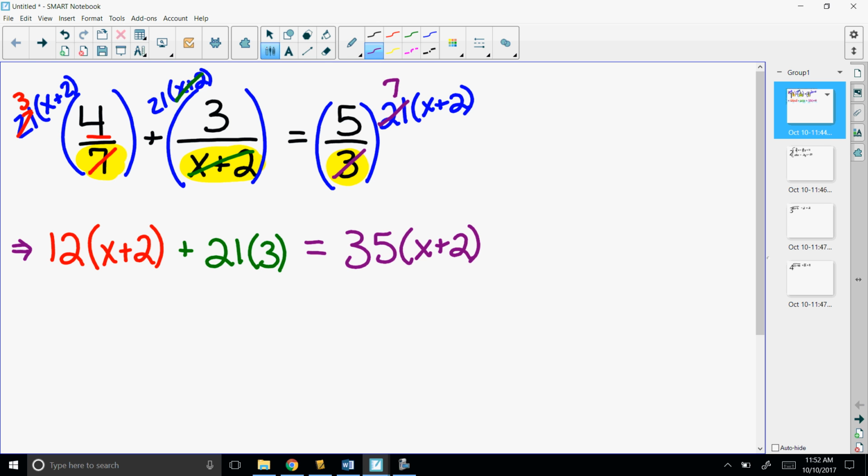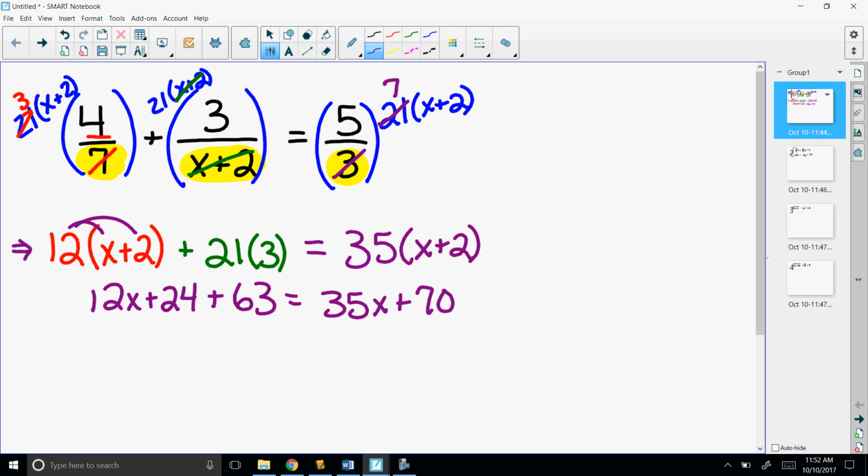So to solve, it's pretty simple, multiply. So I'm going to use the distributive property, 12x plus 24 plus 63 equals 35x plus 70. Group your like terms together. 12x plus 87 equals 35x plus 70. I'm going to try to keep positive numbers.